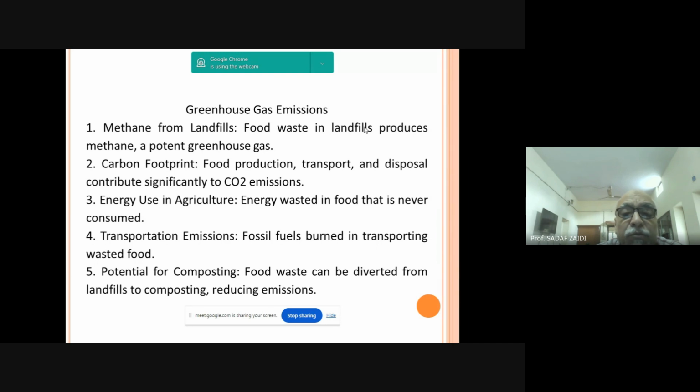Then carbon footprint, food production, transport and disposal contribute significantly to CO2 emissions. Then energy use in agriculture, energy wasted in food that is never consumed. Then transportation emissions, fossil fuels burned in transporting wasted food. जो food waste कर रहे हैं उसके ऊपर जो transport लग रही है, we are burning the fossil fuels also and generating the greenhouse gas emissions. Then there is a great potential of composting this food to reduce emissions.